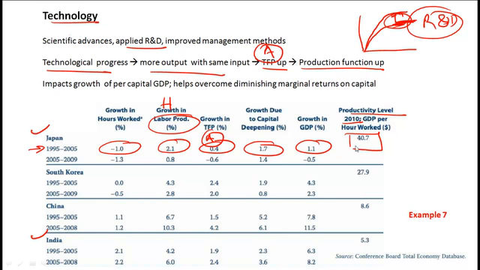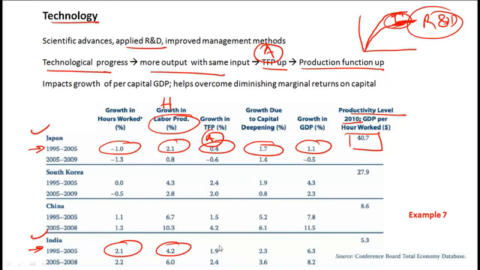Let's compare this with India now. In the same period, 1995 to 2005, the aggregate hours worked went up, which makes sense because India's working population at the same time was growing at a faster rate relative to Japan. The growth in labor productivity was 4.2%, which again makes sense because during this time there was substantial investment in education and training, so human capital improved.